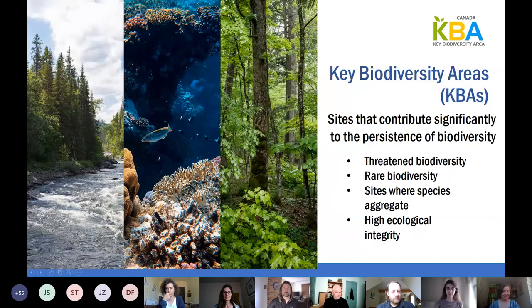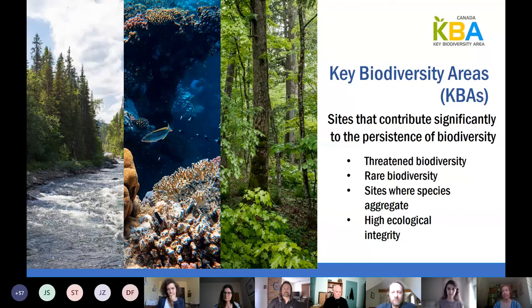At this point, I am going to say what a key biodiversity area is in case there's anyone joining us who is new to this concept. So key biodiversity areas are something really specific. They're not just areas that are full of biodiversity in some sort of way. It's a quantitative approach to identifying sites that contribute significantly to the persistence of biodiversity. And so it's a site-scaled approach.